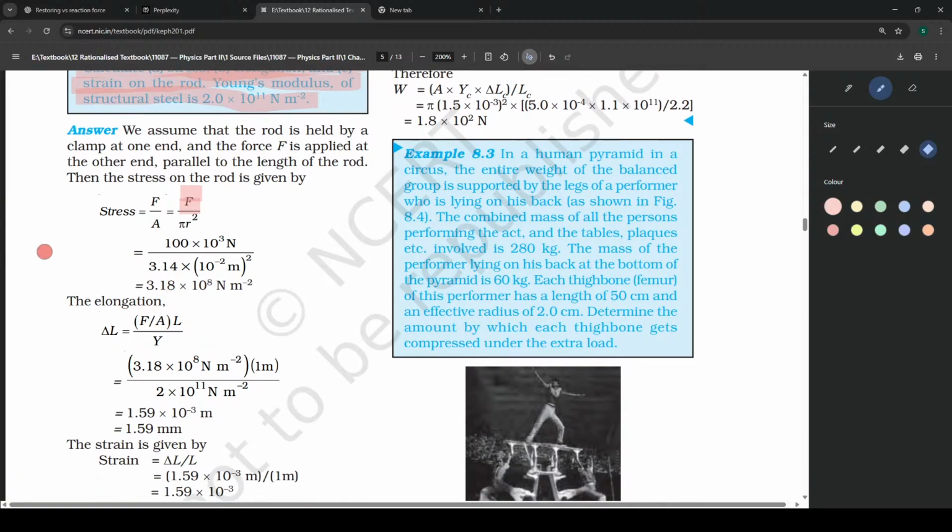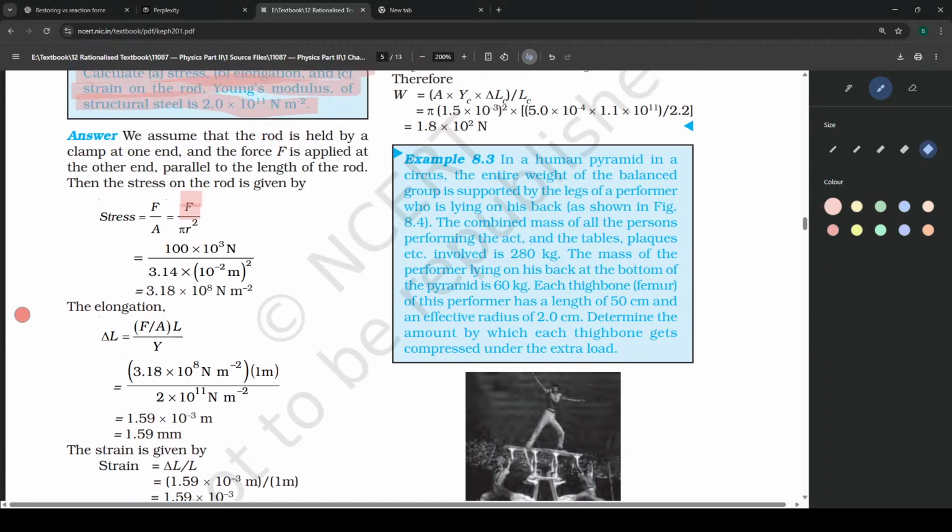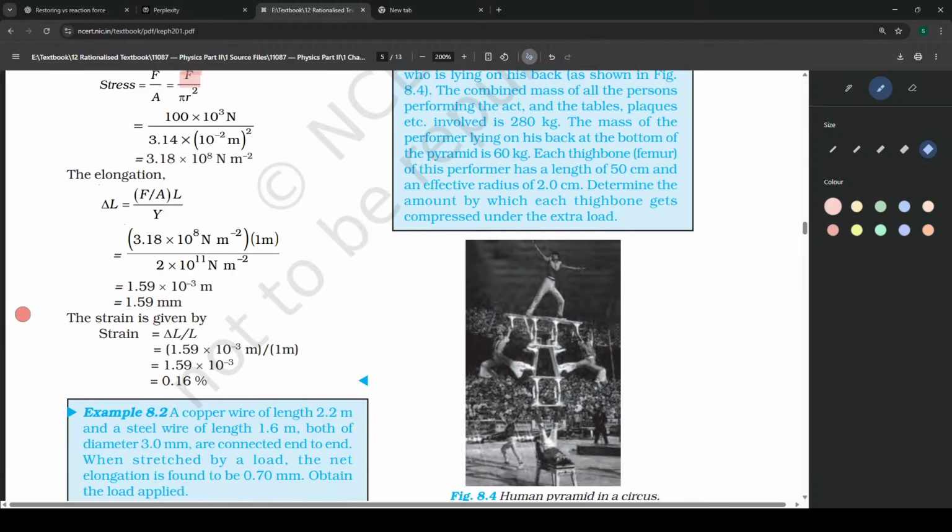If we substitute the values, we will get 3.18 into 10 power 8 Newton per meter square. The elongation delta L is equal to F by A times L by Y. If we substitute the values, we get 1.59 into 10 power minus 3 meter, that is 1.59 millimeter, which is very small for even a 100 kilonewton force. The strain is given by delta L by L, which is seen in percentage here, where we took 1.59 to be approximately 1.6 and wrote it as 0.16 percent.